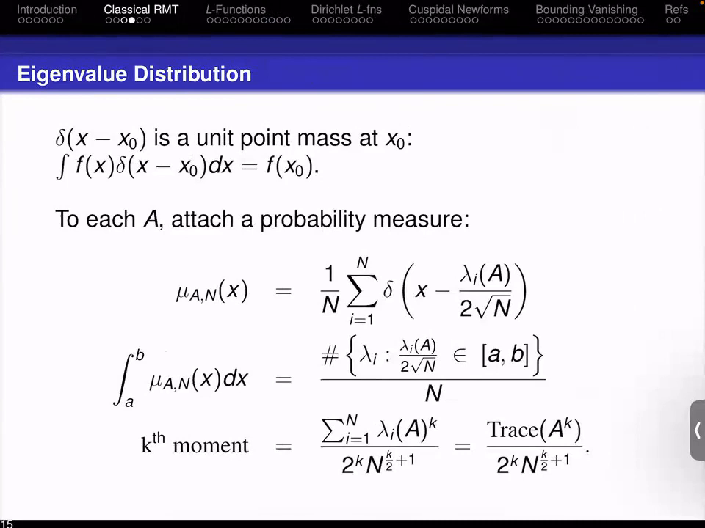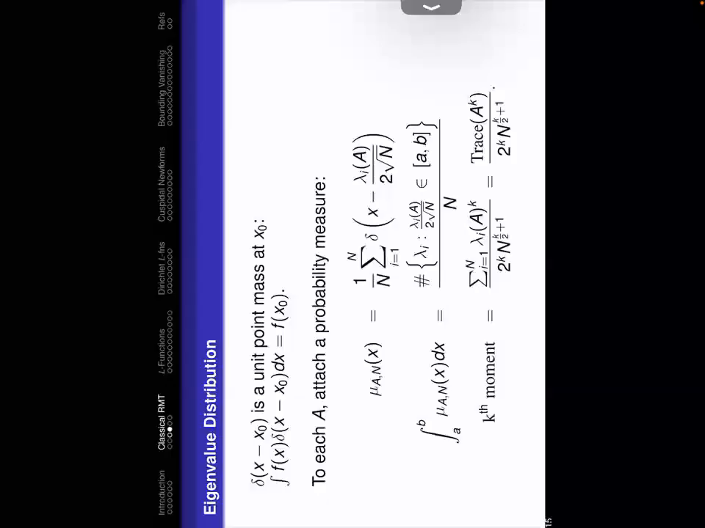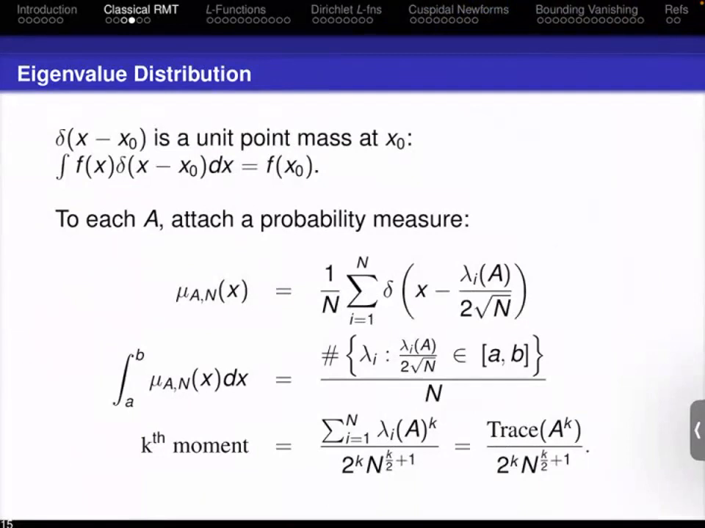And this is coming from the eigenvalue trace lemma, that, well, if I put in an x to the k, I'm going to just get a contribution from the point mass at lambda_i of A over 2 root n raised to the kth power. And then the eigenvalue trace lemma says that the sum of the eigenvalues to the kth power is the same as the trace of A to the k.